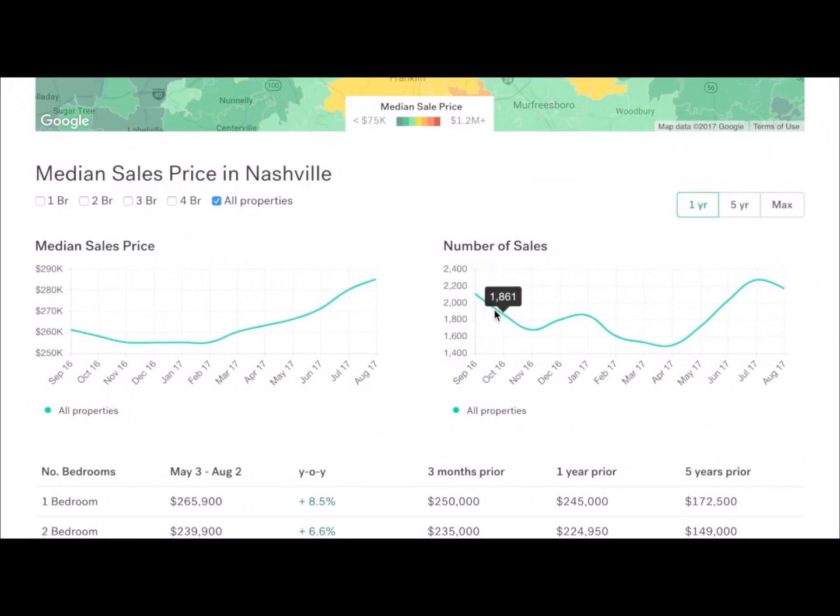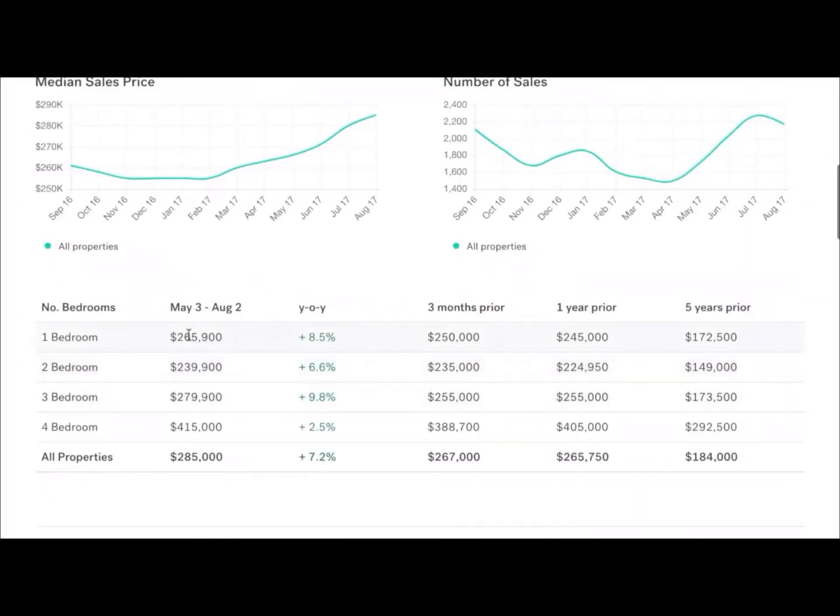So who knows? We may see a dip here in the number of sales once we get through the summer. But this price is not showing any sign of going backwards, right? Look at this. The trend has not leveled out yet. It's still going up, so the demand is strong. And you can even see the increases based on bedrooms. Based on 1 bedroom, 2 bedroom, 3 bedroom, 4 bedroom, there's been a 7.2% increase. And it gives you a 3-month, 9-month, and 1 year.